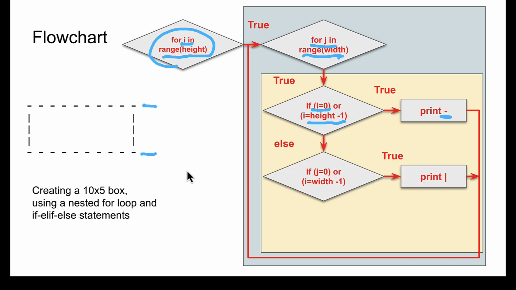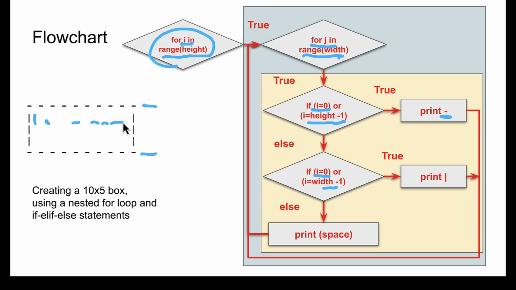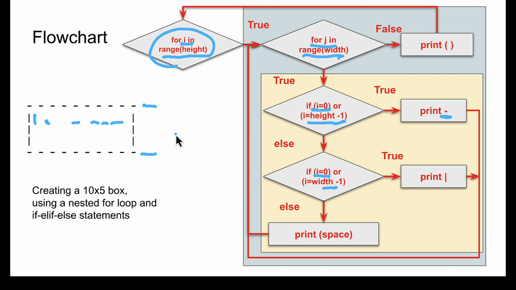Else, if j, the vertical column, is at 0, or j is at the width minus 1, we'll print a vertical line. Otherwise, we'll print a space. And then it loops around until we get to the end of the line, and then we'll print a return. So now we go to the next line, and the loop basically continues on.